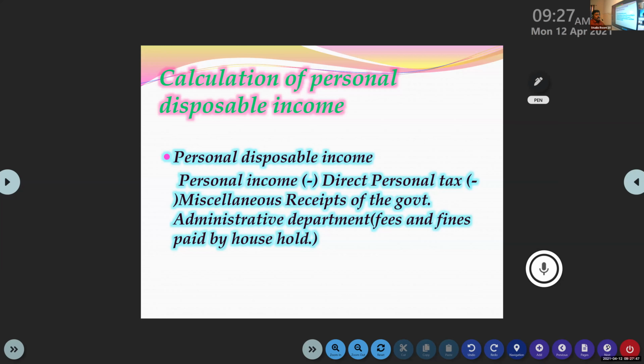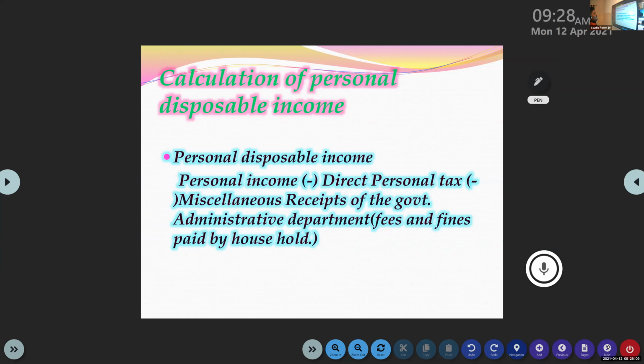Administrative departments' fees and fines paid by households. Administrative departments, we know, like police, health, various departments are there. Their fees and fines. If you are not wearing a helmet, the police will penalize you. I mean, you have to pay fines there. So all of that is included in the receipts of the government. Yes, the government will receive all this money.